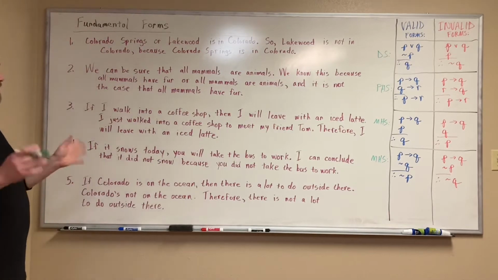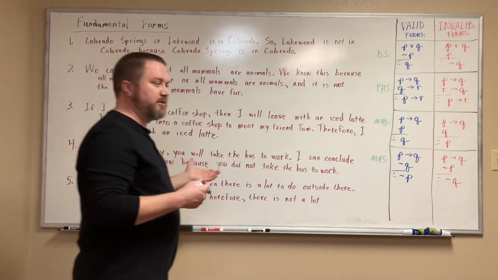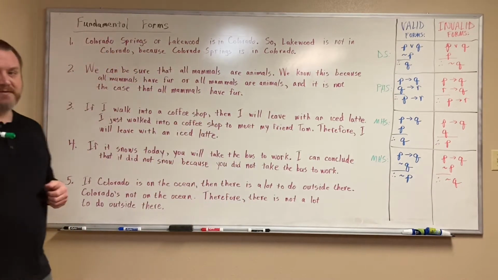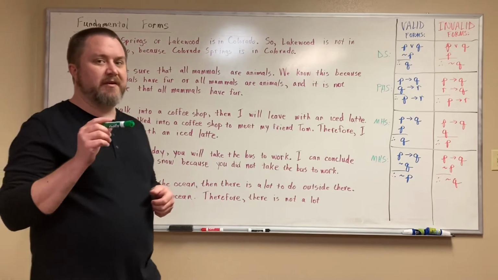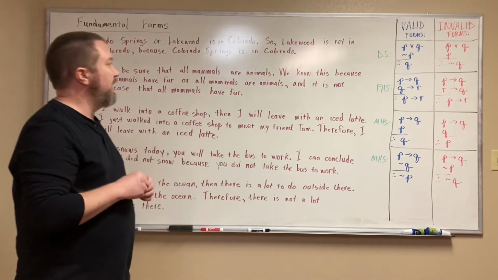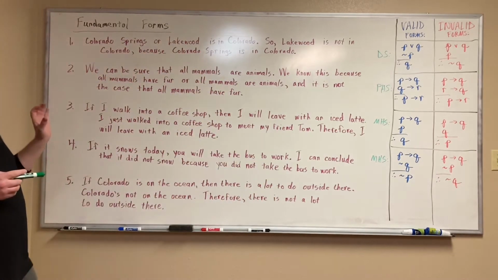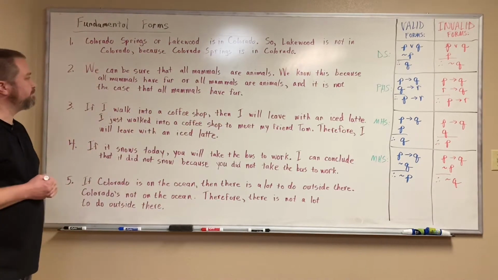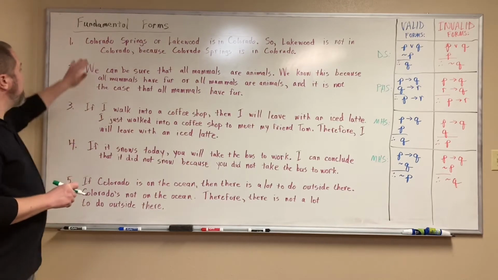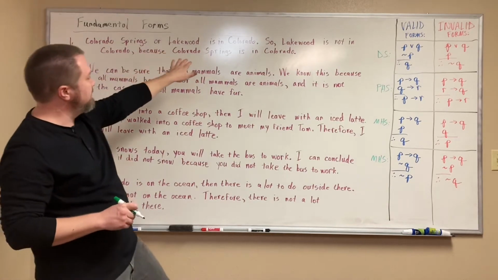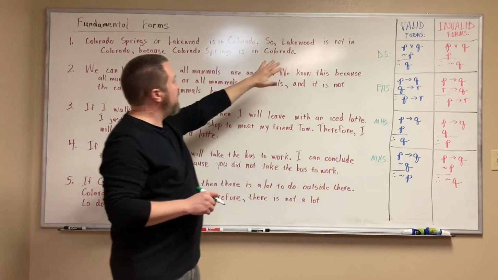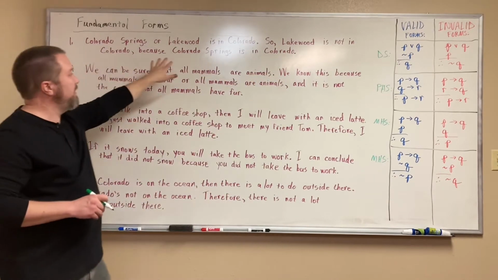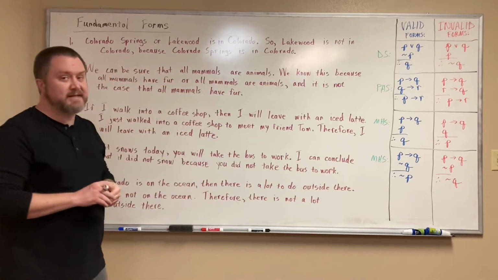So again, just like we did with categorical syllogisms using translations, first thing we want to do is look for premise indicators and conclusion indicators. And for structuring the argument, we always want to identify the conclusion first and then fill in the 2 premises. So first one, Colorado Springs or Lakewood is in Colorado. So Lakewood is not in Colorado because Colorado Springs is in Colorado.